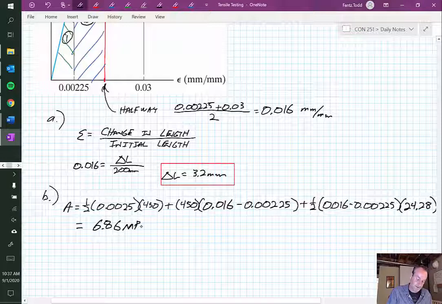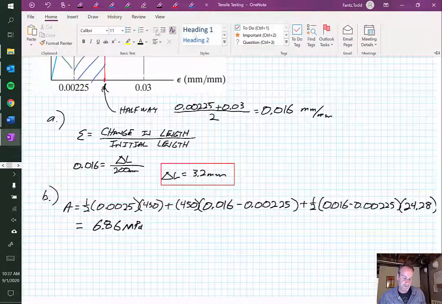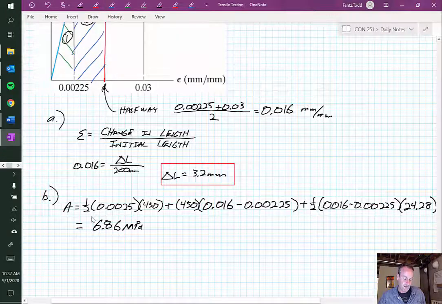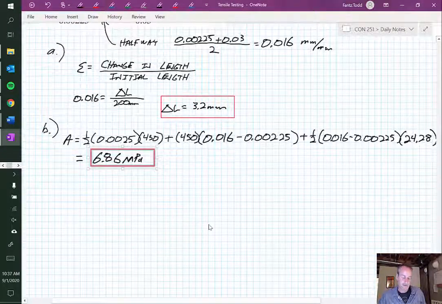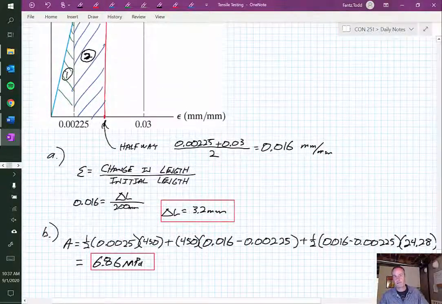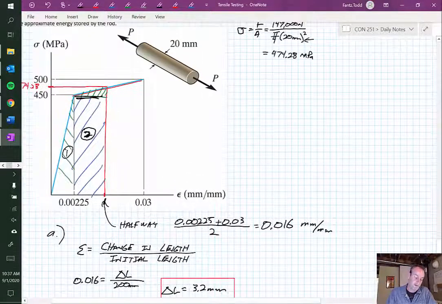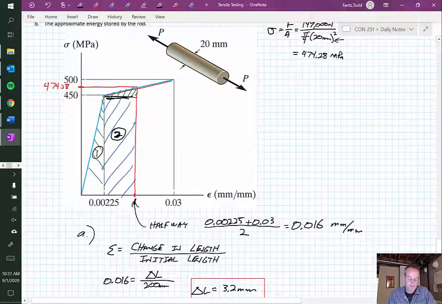So adding all that together, I ended up with an area of 6.86 megapascals. But really the important concept to get here is that energy is equal to area, and I can figure out stress and strain relationships based on the slope of that line in Hooke's law, or I can just interpret it straight from the graph, which is what I did in this case.